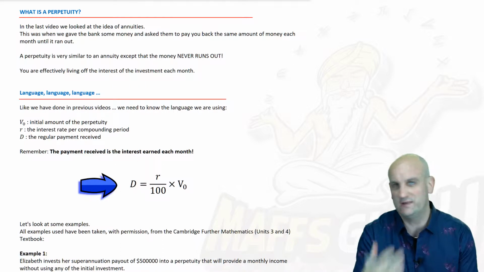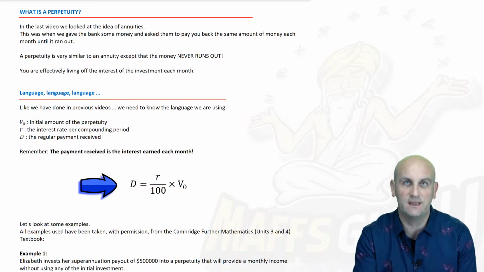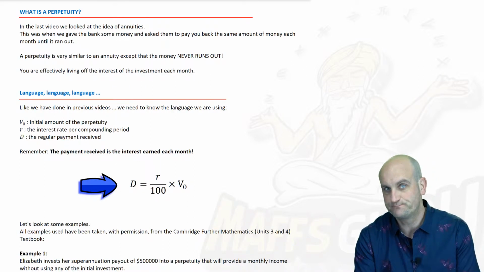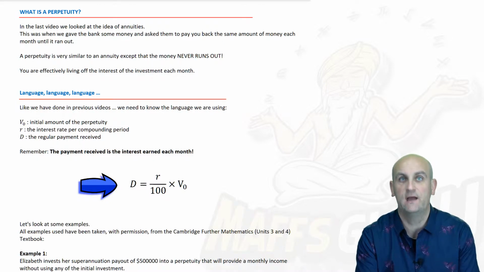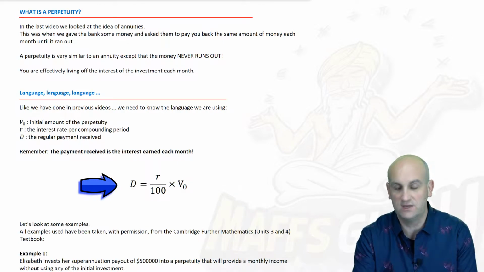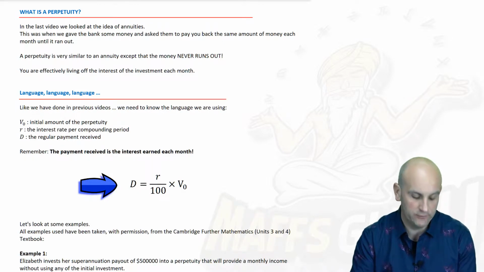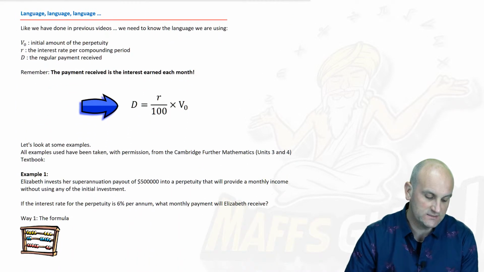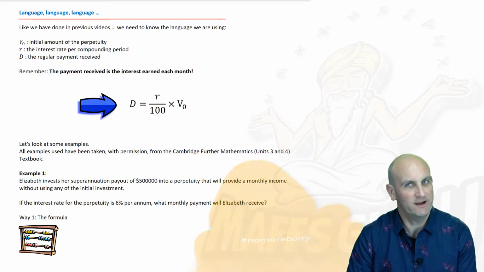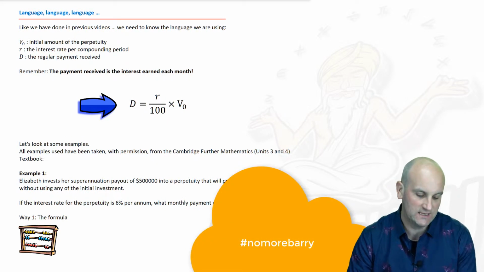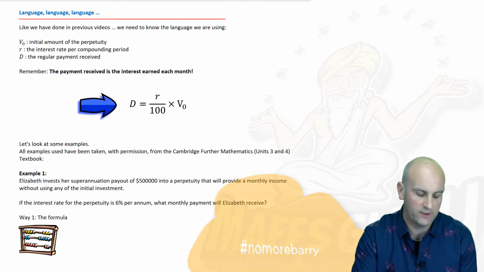So, as I say, what is a perpetuity? Well, it is basically a bank account. The money you put in, and the money that stays in that account, is constant. It doesn't change. Your future value and your present value are exactly the same. The only thing you're going to do is live on the interest. Like we've done in previous videos, let's look at the language we're using.